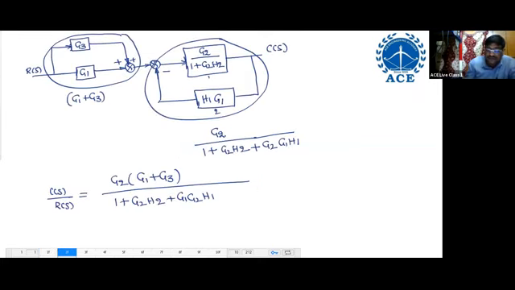So here I make these two parallel. That's why I shifted this summing point to the head of G1. The head of G1 is nothing but the head of the summing point. Then you draw the equivalent diagram, then you will get the answer. Okay? Next problem.